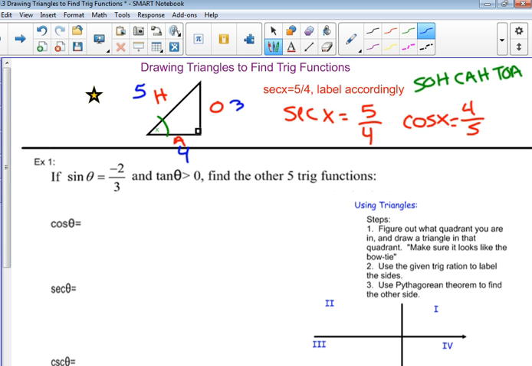Good work. There's a 5, 12, 13. 5, 12, 13 is a big one that comes up. There's another one too. What are they called? Yeah, they're called Pythagorean triples. 3, 4, 5, 5, 12, 13. This is a lot.